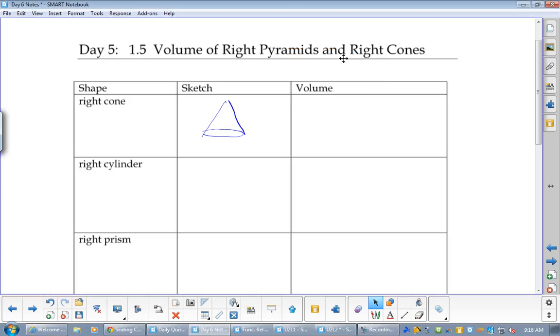Okay. So the right cone. What do we need to know for the right cone? We do not care about slant height for the right cone. We need to know our height down to the center. So we need to know our h and we need to know our r. Those will fall at 90 degrees to each other. And the volume of a cone is 1/3 pi r squared h.